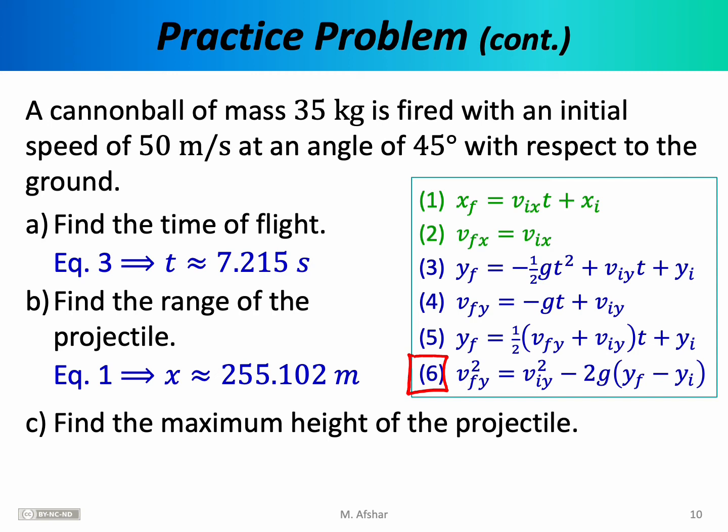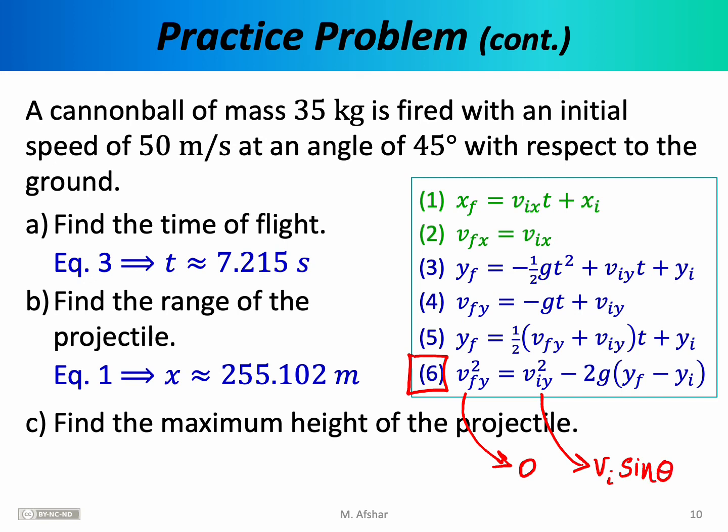We can say that v final in the y direction is 0. It has to be 0 because we're talking about the maximum height. If the object still had some y velocity at its apex, then it would still be going up. That point would not be the maximum height. So we're going to set this equal to 0. We know what v initial in the y direction is. It is vi sine of theta.